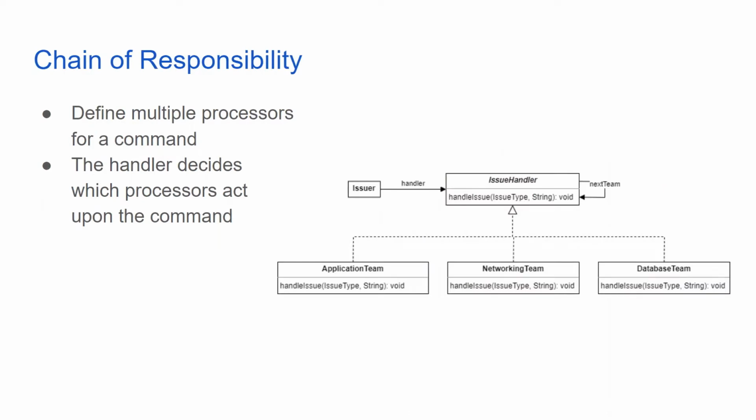So here you can see the UML diagram for our specific scenario. As you can see, we have an abstract issue handler class, which can handle different kinds of issues. And in our example, we have three different teams. So we have the networking team and database team, as I just mentioned. We also have the application team. And the application team basically oversees all of the issues that come in. So every kind of issue goes to the application team as well. Then we also have the issuer, which issues issues.